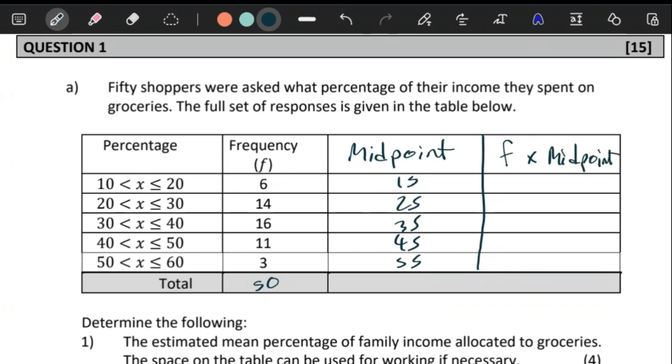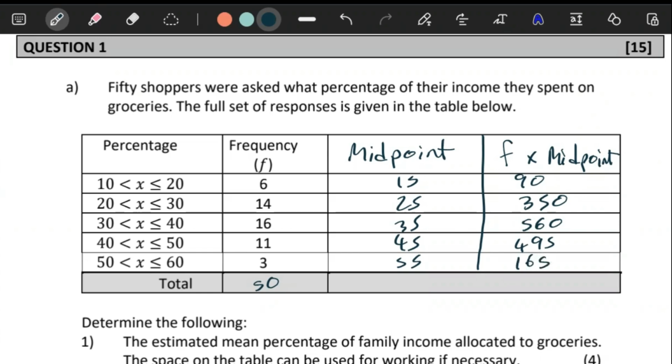You see, 15 times the 6. Let me just grab a calculator here so that we can get all those totals that we need, because we do need those totals one after the other. So the calculator says here 15 times 6 is going to give us 90. 25 times 14, big number. I'm about to work that out without the calculator. So 25 times 14 is 350. 35 times 16 is giving us 560. 11 times 45 is giving us 495. 3 times 55 is giving us 165.